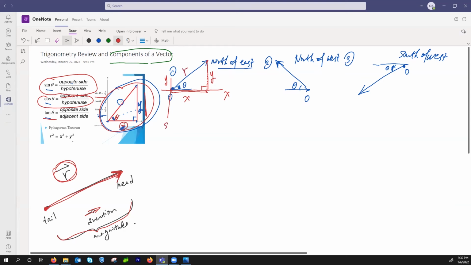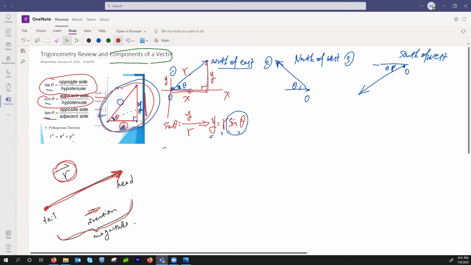Earlier, we talked about sine theta equal to the opposite side, which is y, over the hypotenuse, which is r. If we multiply both sides by r, we find that y would be equal to r times sine theta. So in a case where we know the value of r and the value of theta, we can use a calculator to find the value of sine theta, and then of course you can find the value of y.